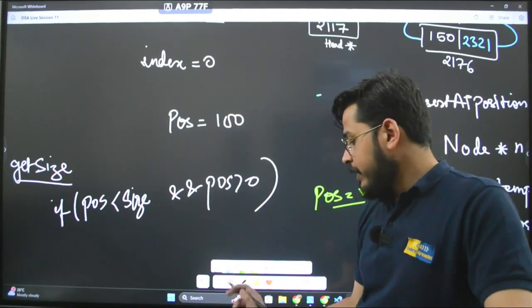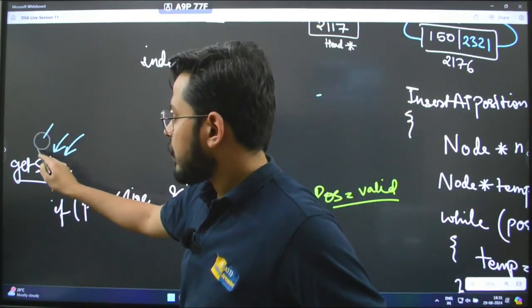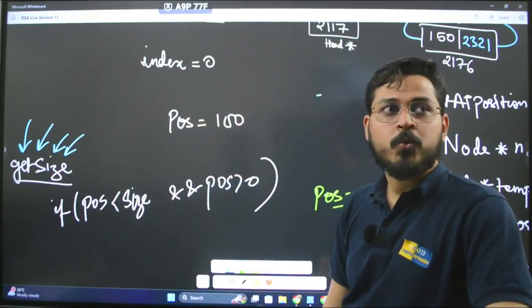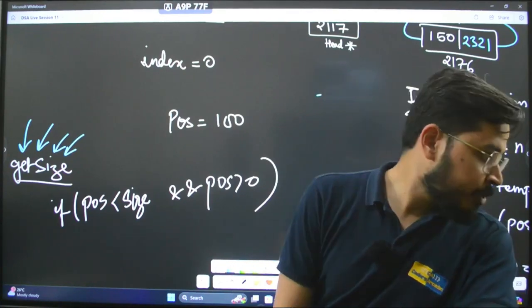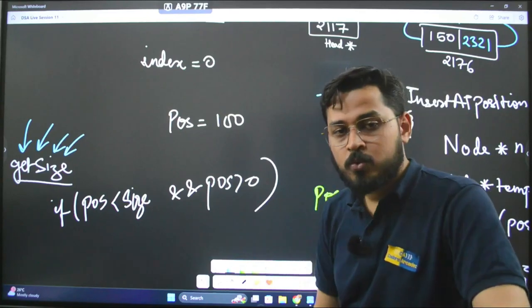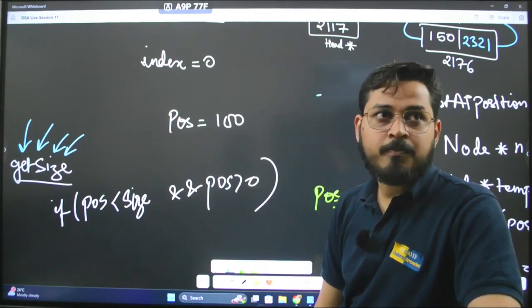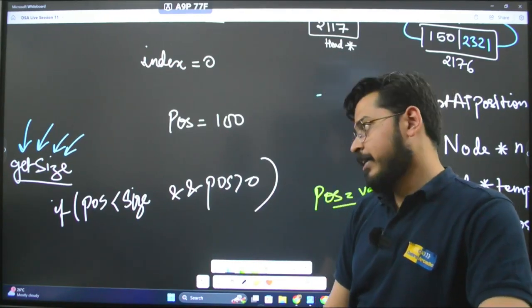But how to get this? You need to create the getSize. Right here, this is the thing which will save you. This is the thing which can actually save you. I hope this is very much clear. My question is, how the hell can it save us?